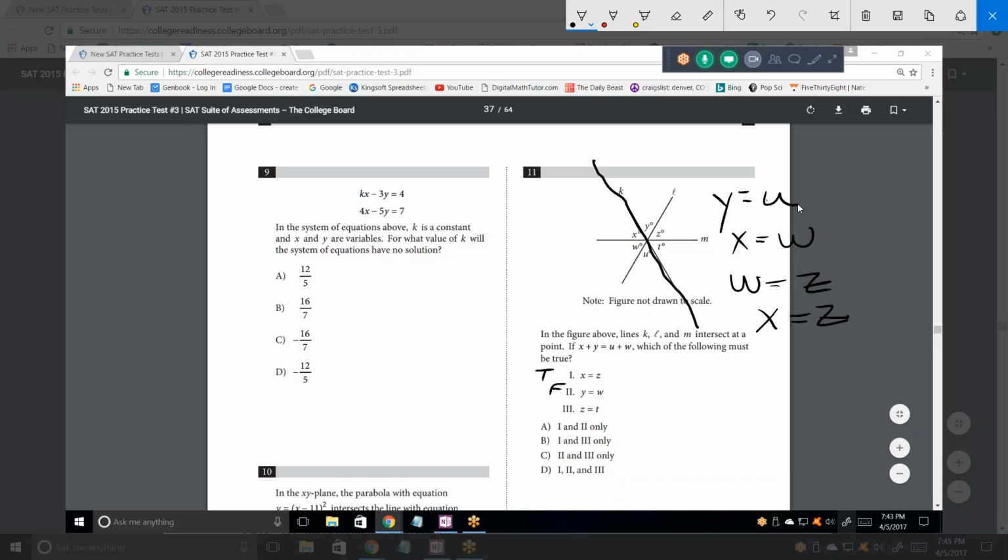Well, x plus y is still going to equal w plus u, or is it? No, it wouldn't. X plus y would stay the same if I rotated that line, but it changes u. So x plus y would not equal w plus u. So I don't want to do that.